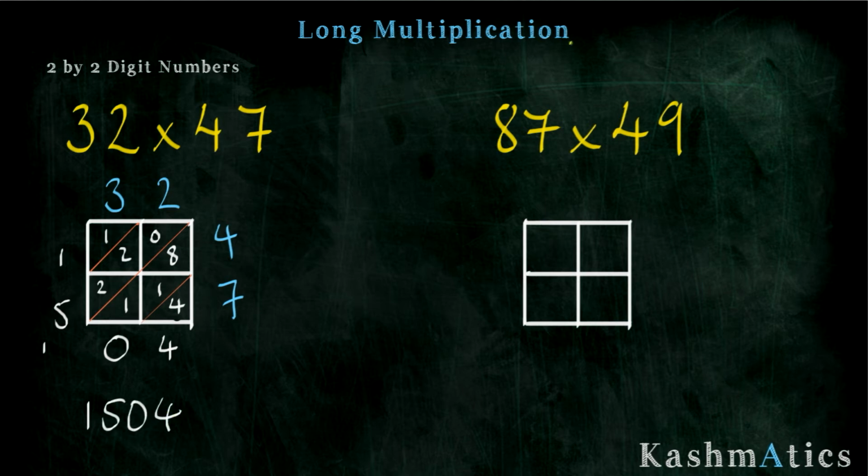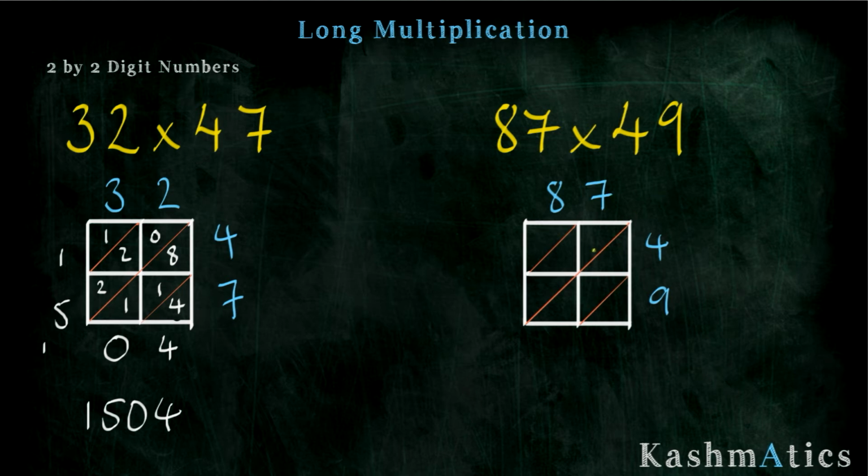So let's do one more example. I've got 87, so I write that as 87. Multiplied by 49, so that's 49. And then I'm going to draw my diagonals. So my diagonals go there, there, and there. Now you could have your diagonals drawn already, just ready to use, but I'm just doing it in the order I normally do it in. And then we can fill in our grid.